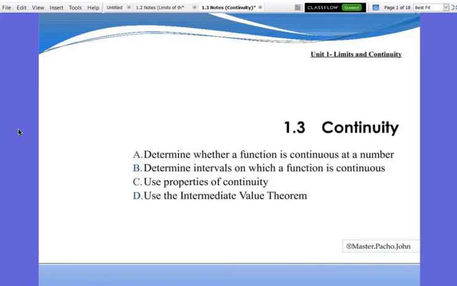All right, continuity. Now, determine whether a function is continuous at a number. Determine the intervals in which a function is continuous. And properties of continuity, use the Intermediate Value Theorem, IVT.